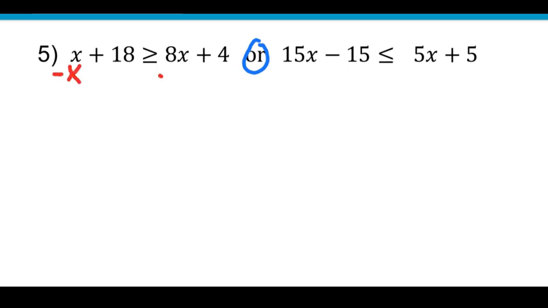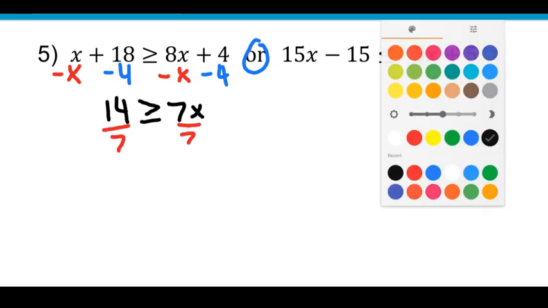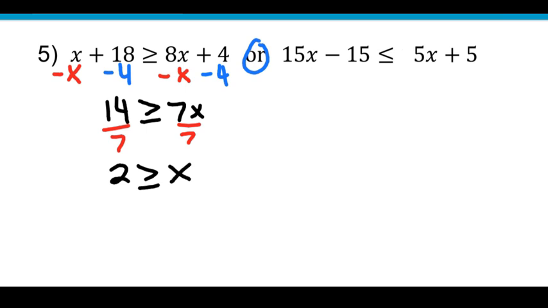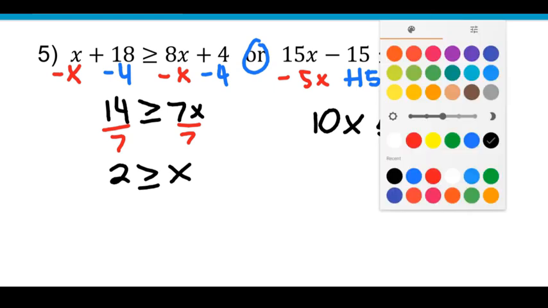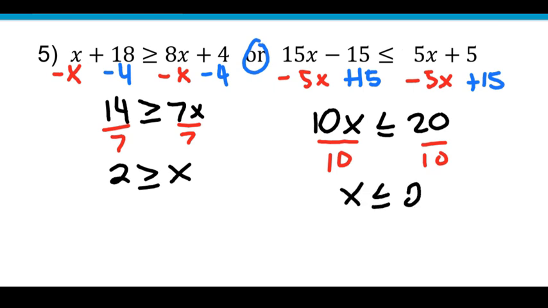I'm going to go ahead and subtract x from both sides over here. At the same time, let's subtract 4 from both sides. And we end up with, on the left, 14, greater than or equal to, on the right, 7x. And then we will divide by 7, and we are going to end up with 2 is greater than or equal to x. And then our next one, I'm going to go ahead and subtract 5x from both sides. And at the same time, add 15 to both sides, giving us 10x on the left, which is less than or equal to 20 on the right. Dividing now by 10, we end up with x is less than or equal to 2.